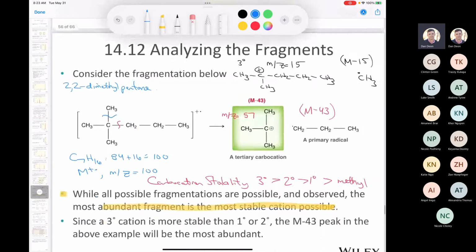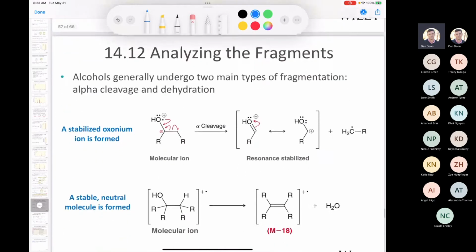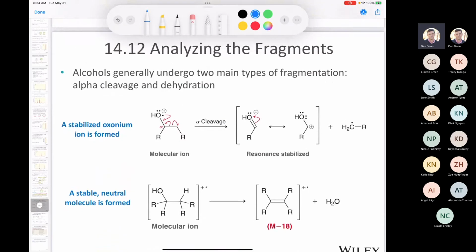Now, if we look at an alcohol, you see alcohols all over the place. It's a functional group in all kinds of organic compounds. And what's cool about alcohols is that they do very predictable fragmentations. There's two of them that you need to know. One is called an alpha cleavage, and the other one is just a loss of water. We'll come back to this one in a second, but let's start with what I think is the easiest one.